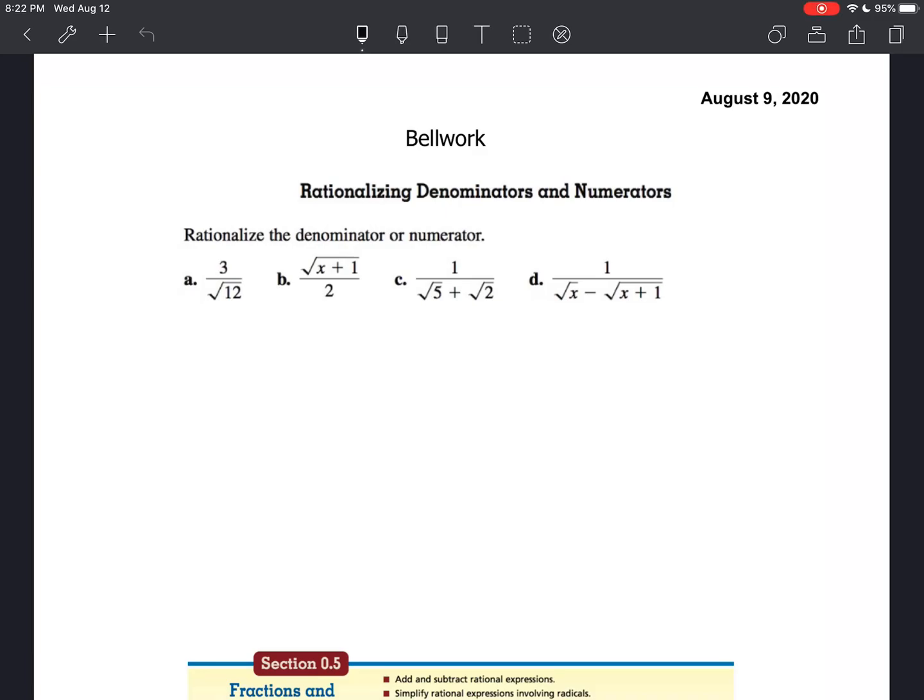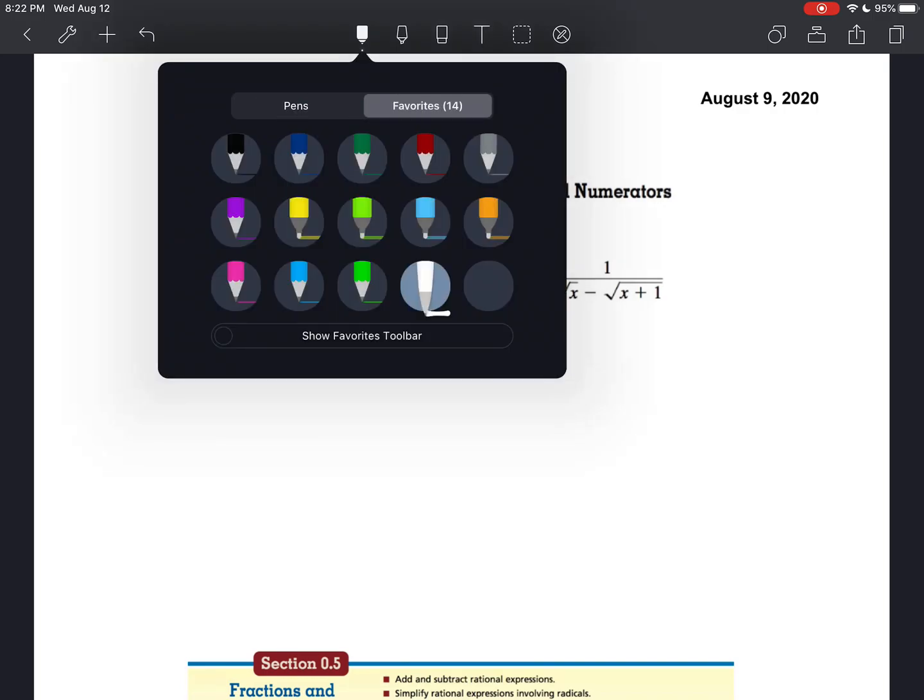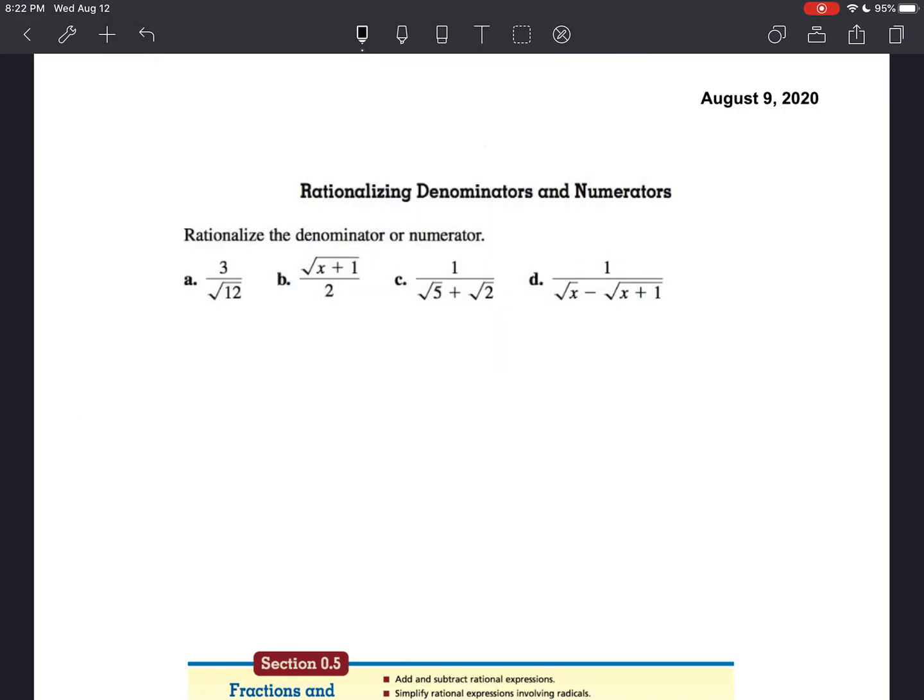Okay, before we do this lesson, let's do a quick recap. It doesn't even have to be called bell work. Let's do a quick recap of rationalizing denominators. So follow along or write them down, work ahead, see what you know.